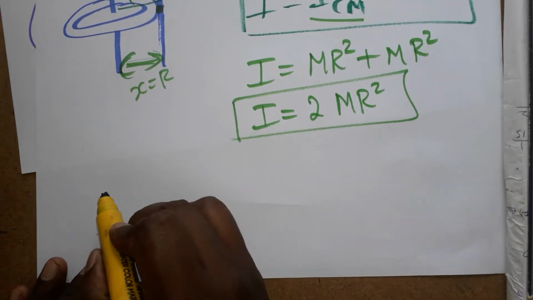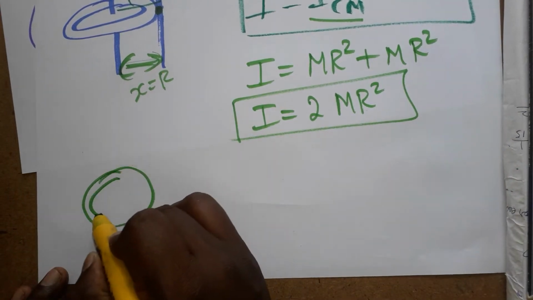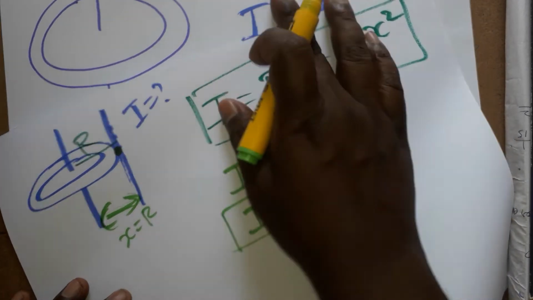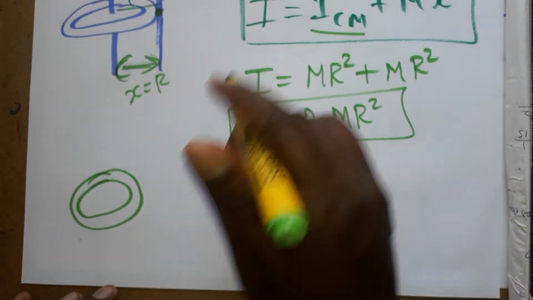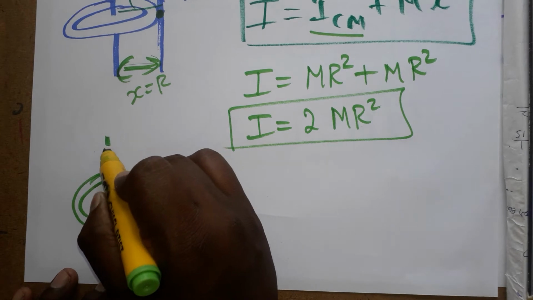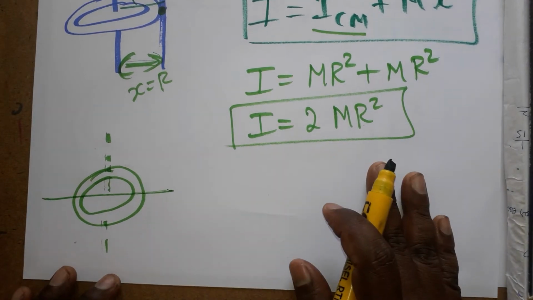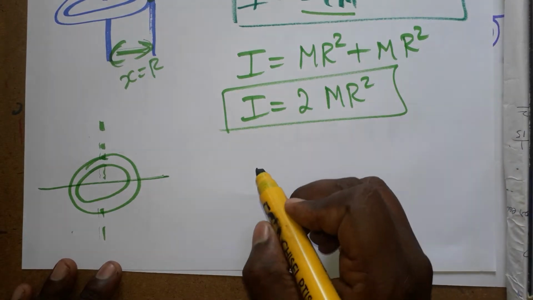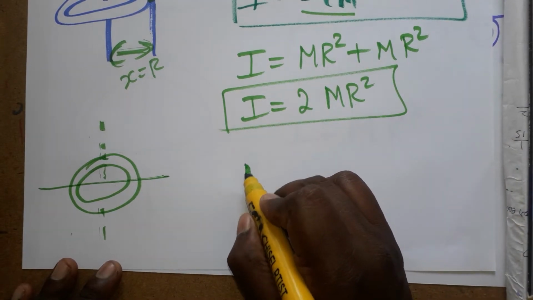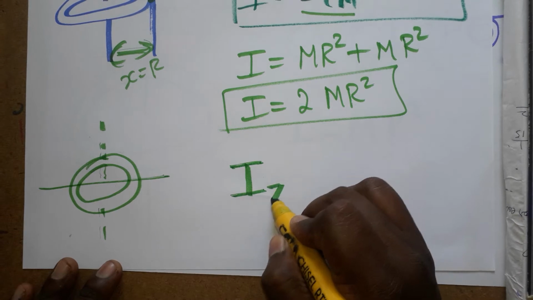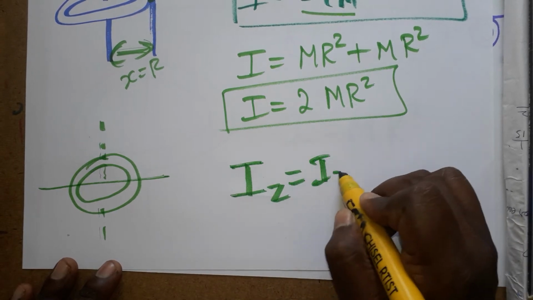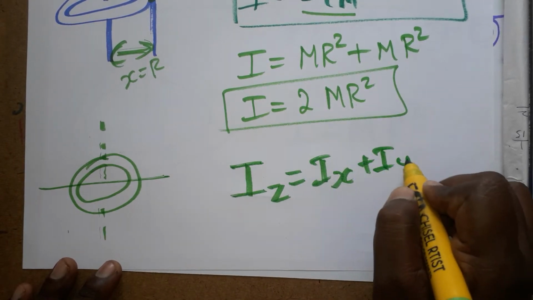Okay, now I am taking the axis perpendicular to this case. For this case, I am going to use the perpendicular axis theorem. So we know already this line. I want the inertia at this side, so I am going to use the perpendicular axis theorem. Our perpendicular axis theorem is based on two things. One is the inertia of z is equal to inertia of x plus inertia of y.